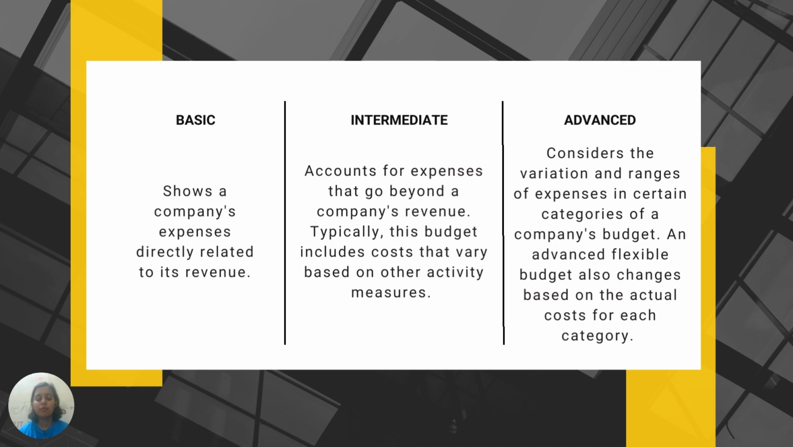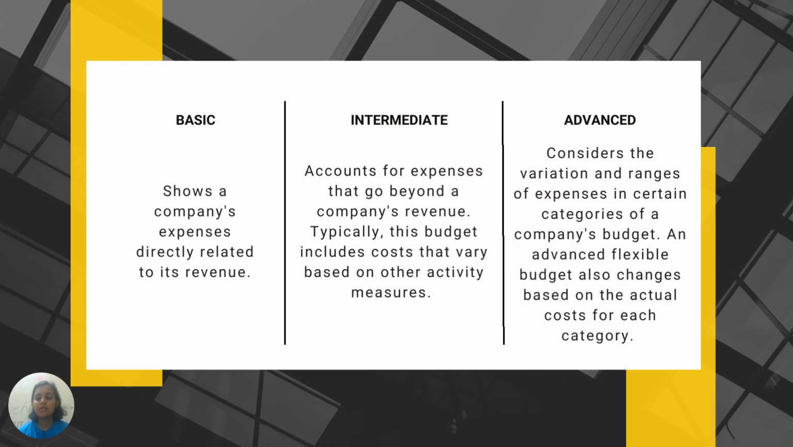The basic flexible budget shows a company's expenses directly related to its revenue. An example would be a business whose rent is always the same, that is, it is a fixed cost, but whose inventory costs fluctuate. That is, it has a variable cost, and it is based on the sales.